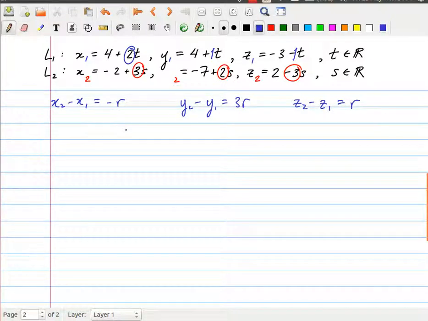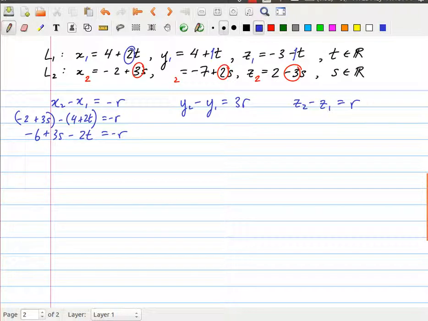And so what is x2 minus x1? So in place of x2, I'm actually going to write negative 2 plus 3s. And in place of x1, I'm going to put 4 plus 2t, and that's equal to negative r. Negative 2 minus 4, as I was saying before, is negative 6. Plus 3s, that doesn't change, minus 2t equals negative r.